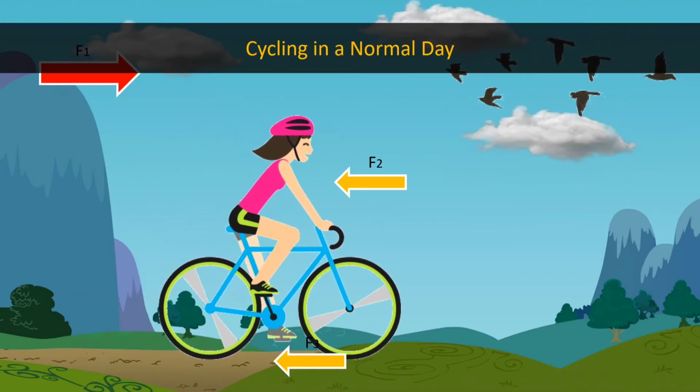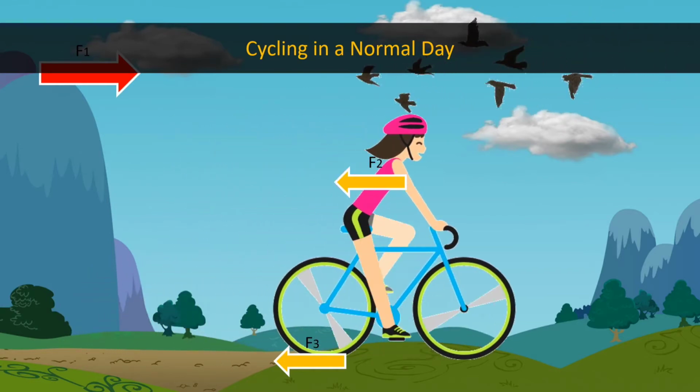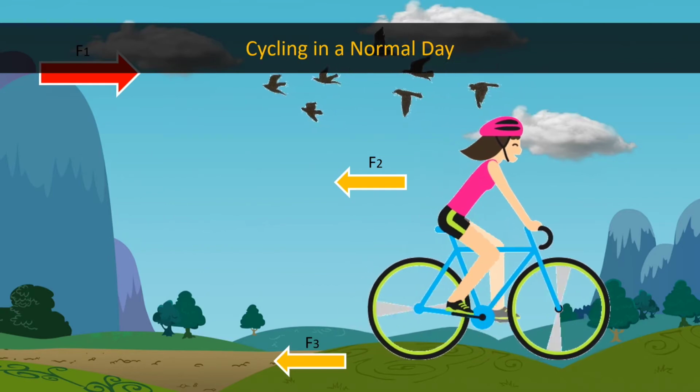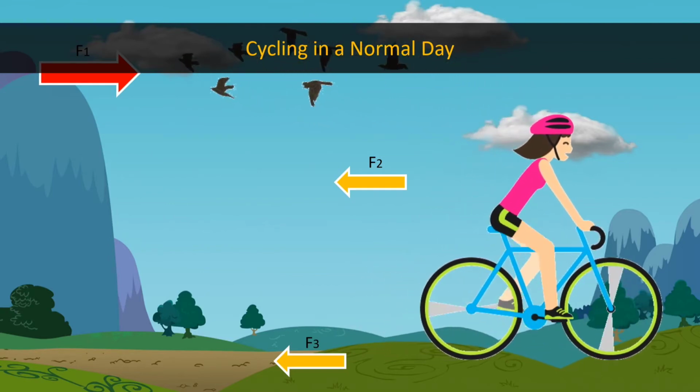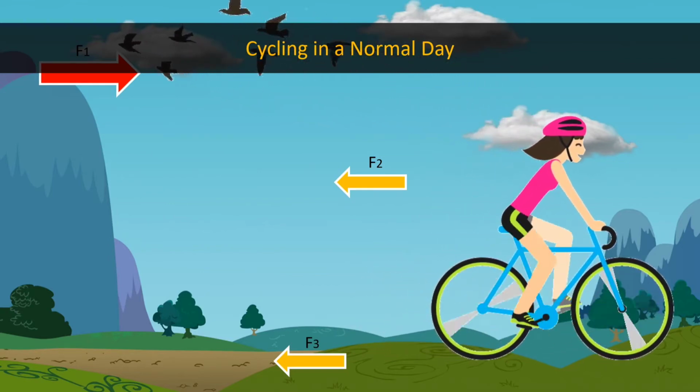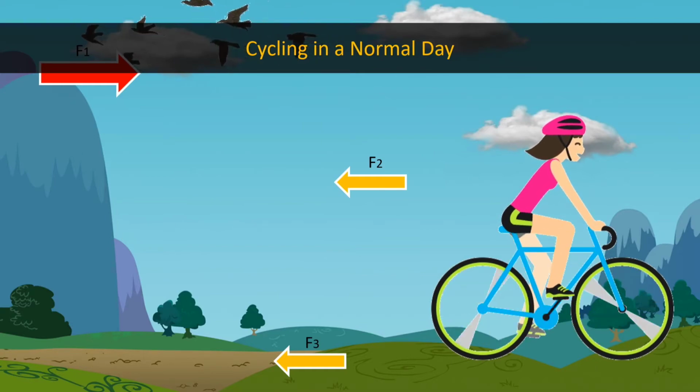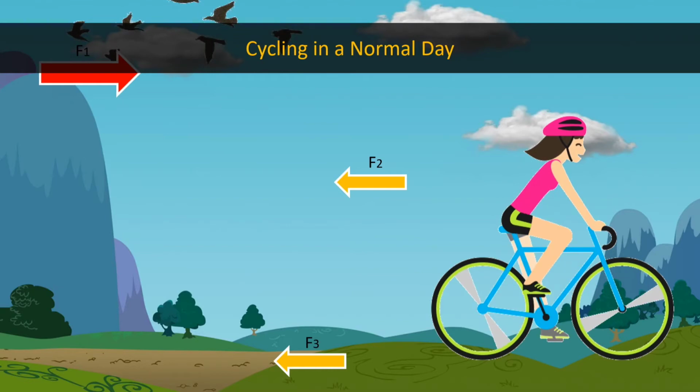But, why is it easier to cycle here? It's so as the sum of F2 and F3 is much lesser than F1. And, what is the direction of the resultant force? The direction of the resultant force is in the same direction of motion.